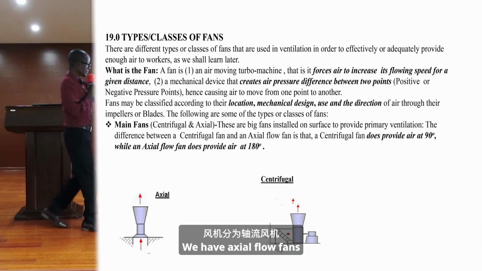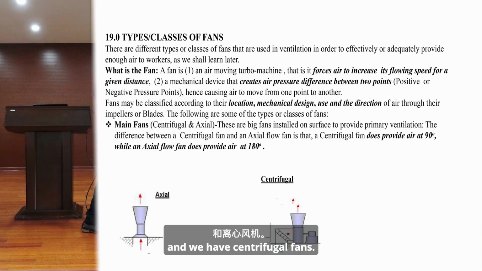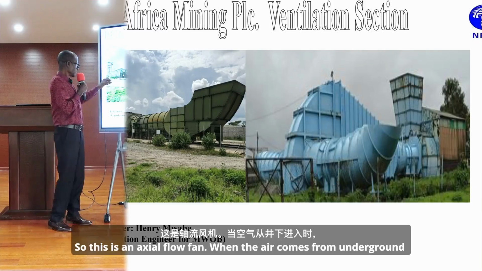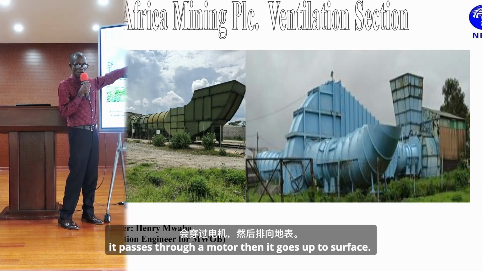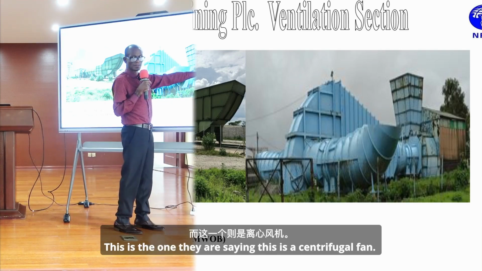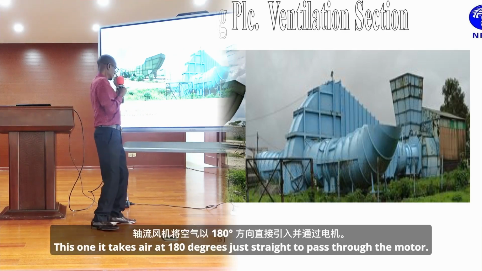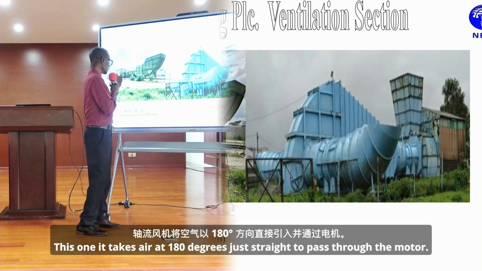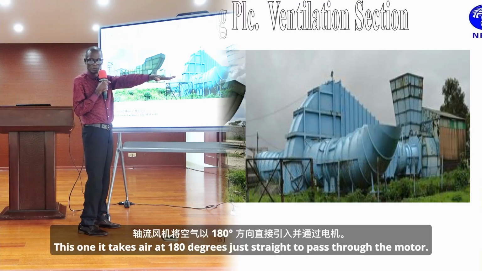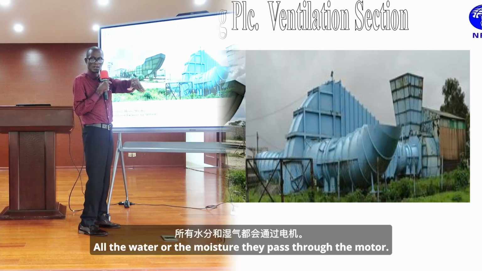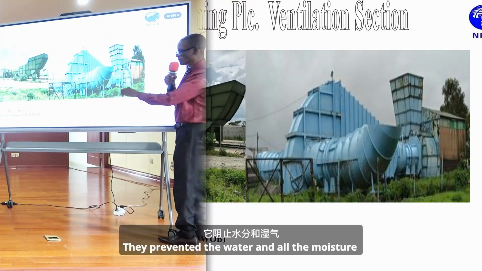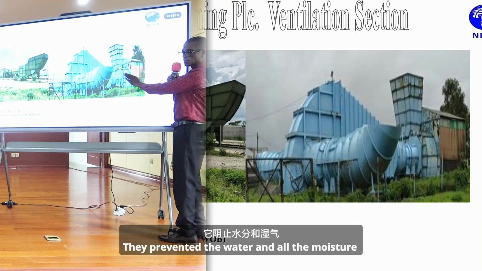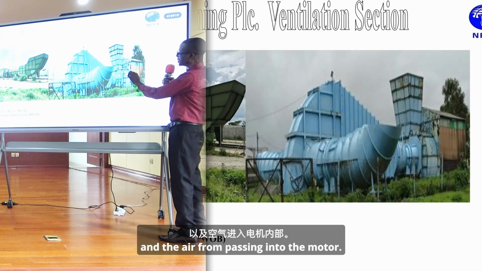We have axial flow fans and we have centrifugal fans. So this is an axial flow fan. When the air comes from underground, it passes through a motor, then it goes up to surface. This one, they are saying, is a centrifugal fan. The axial one takes air at 180 degrees, just straight, to pass through the motor. All the water, all the moisture, they pass through the motor. But for this one, they thought twice. They prevented the water and all the moisture in the air from passing into the motor.